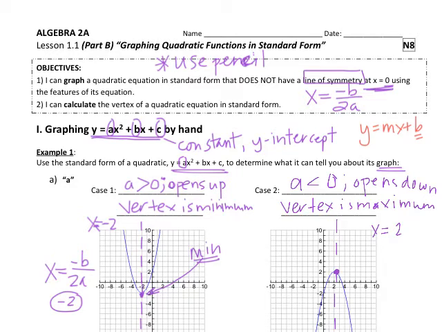So in this case, when a is a negative value, we know that the graph is going to face downward, or open downward. In case 1, we were saying that if a is a positive number, this coefficient in front of the x squared term, then we know that the graph is going to open upward like this.